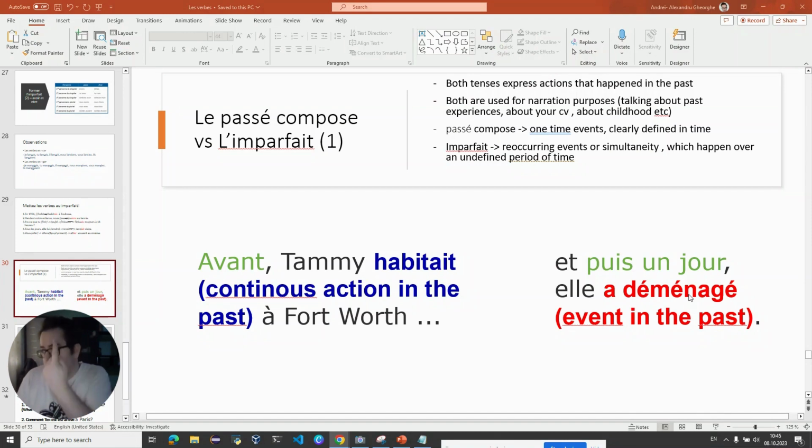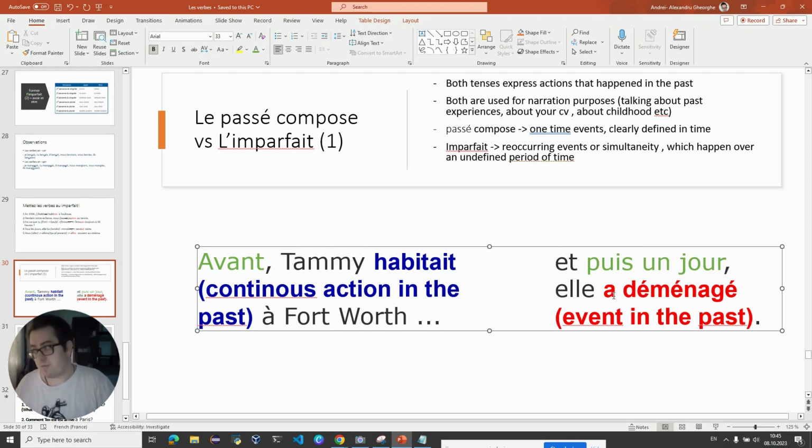And then one day it's a single event that occurred. She moved, and then I mean she can move to another place, but moving from Fort Worth to another place happened in one jour, in a day. So that is the one-time event that we were talking about, and that's where we used passé composé, which I recall to you, and I dare you to revise a little bit if you don't remember how it is formed. It is formed from the present of the auxiliary verb avoir or être, and the past participle of the verb. In this case, it's a simple past participle because the conjugated verb is déménagé, a verb from the first group that ends in -er.